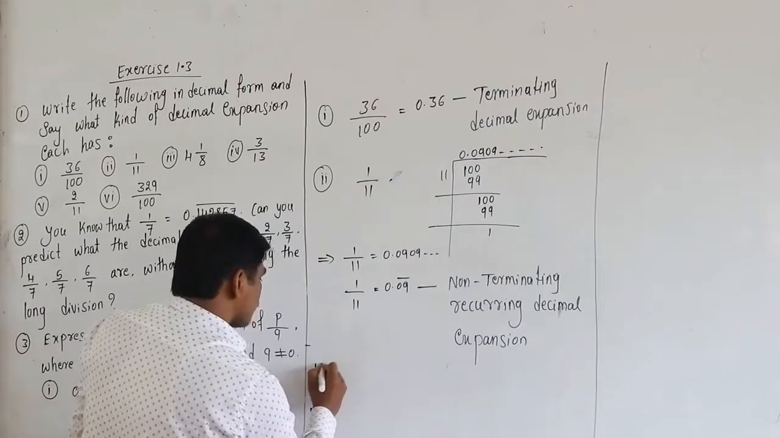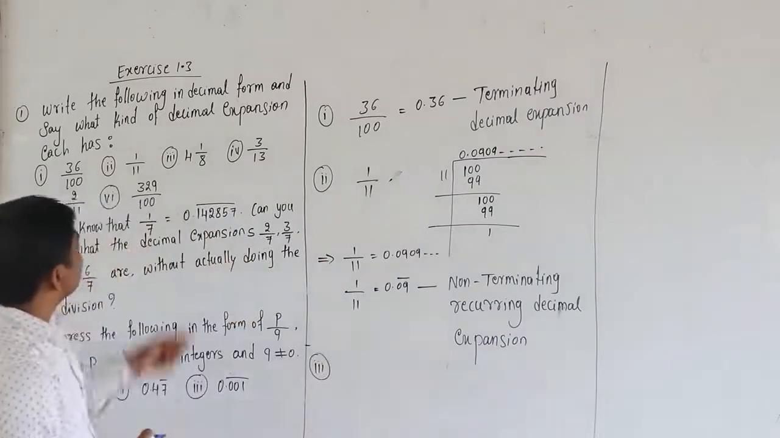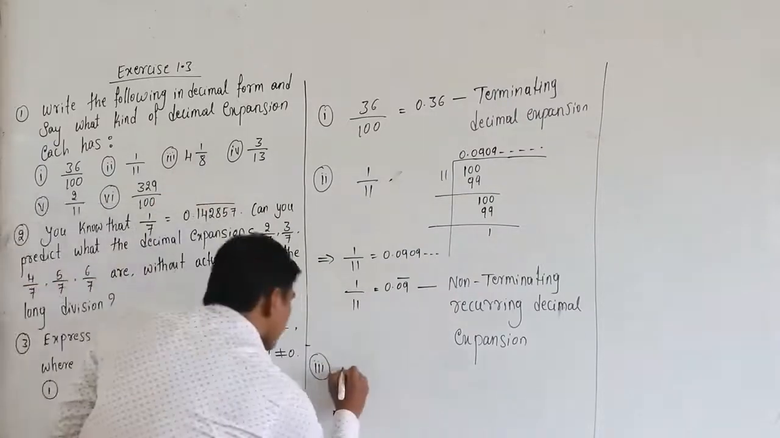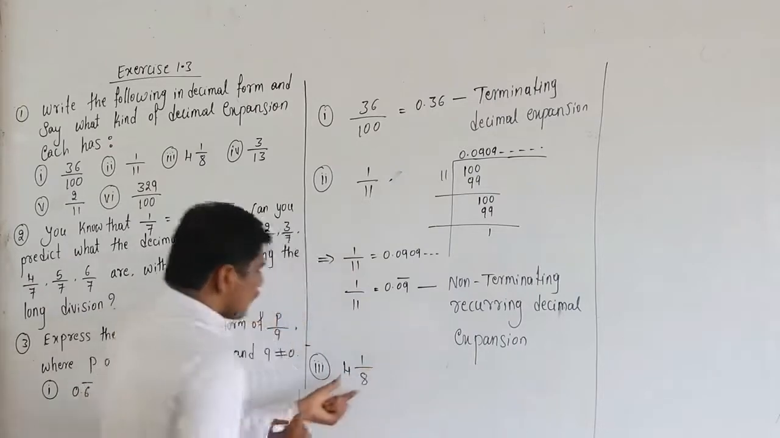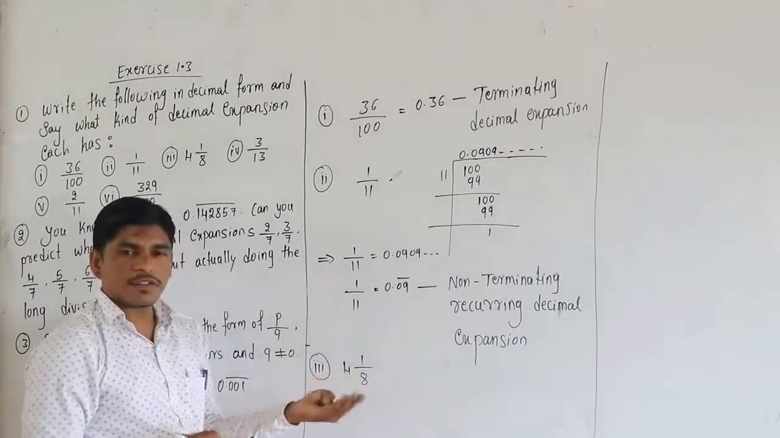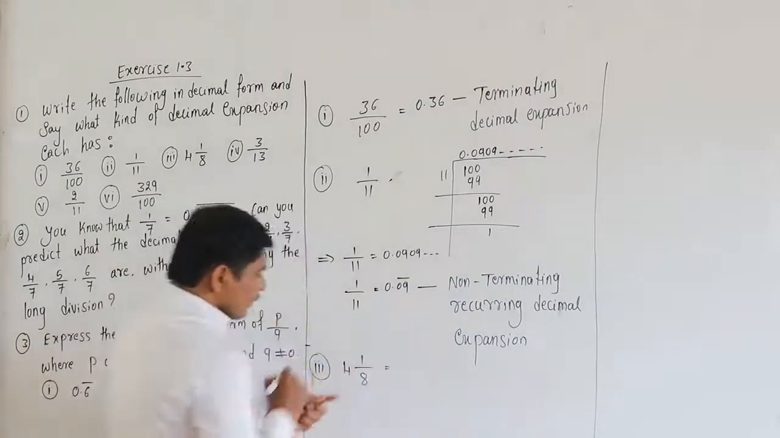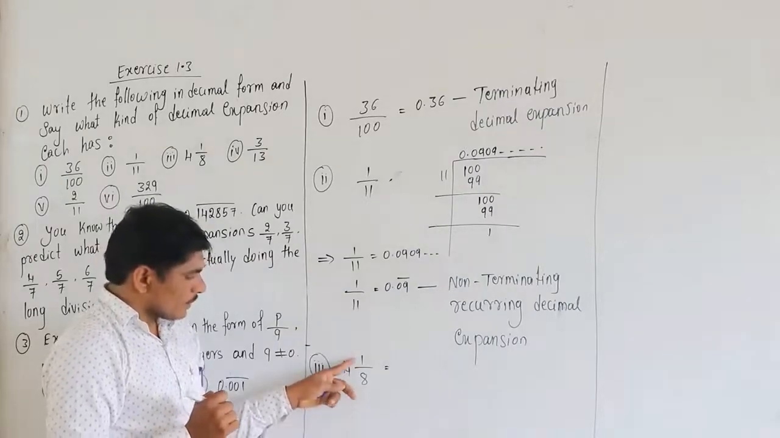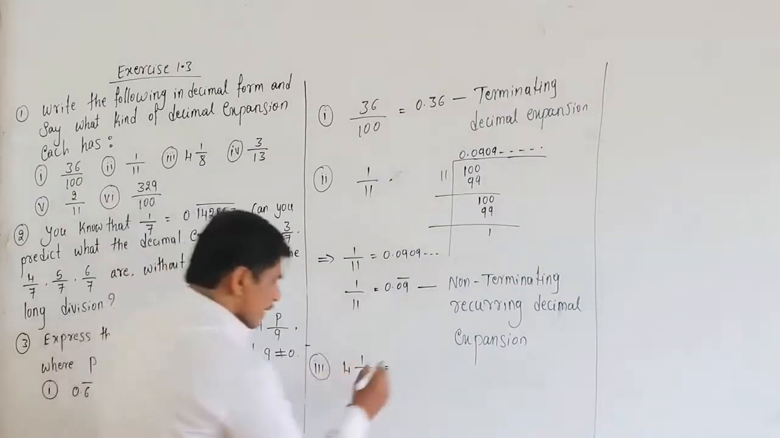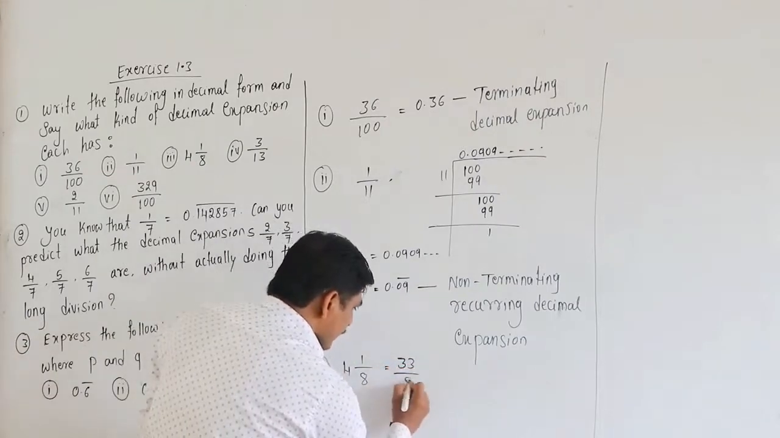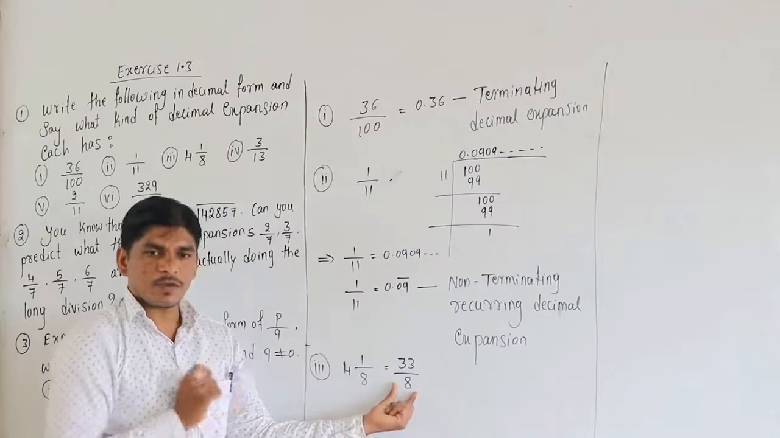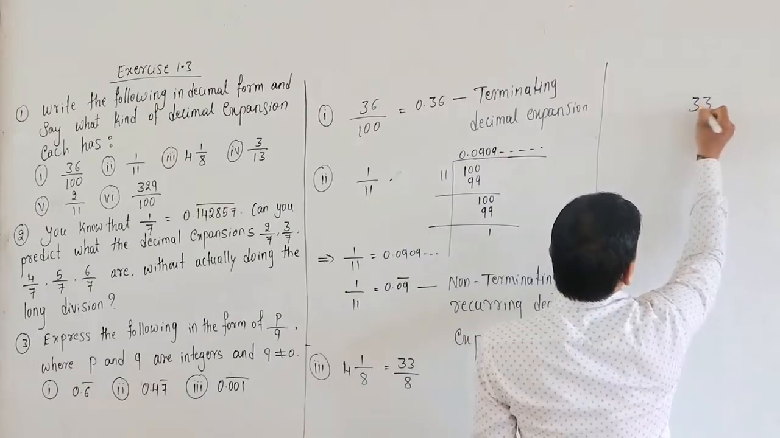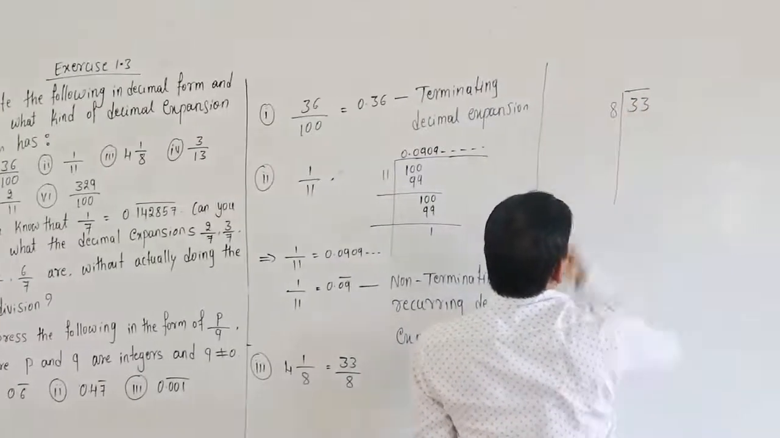And the next question, the third one, is in the form of a mixed number: 4 integer 1 by 8. Here, first you have to convert it. 4 integer 1 by 8, first you convert into the form of p by q. Here, you multiply 8 into 4, 32. 32 plus 1, 33. Here 33 by 8. Now we have converted it to p by q. Next, we use the long division procedure. Here 33 divided by 8.